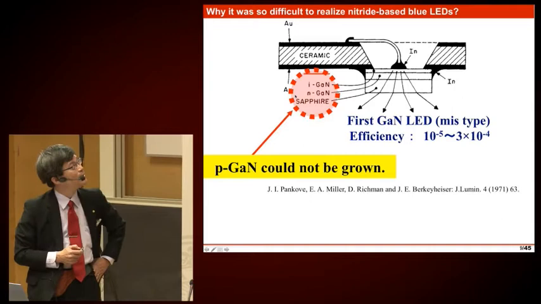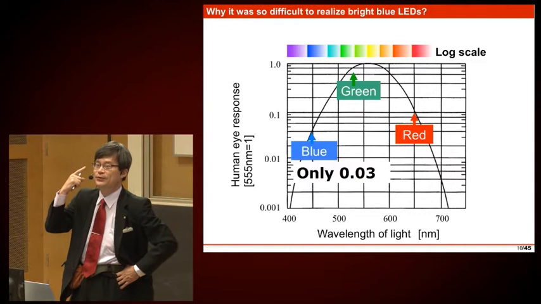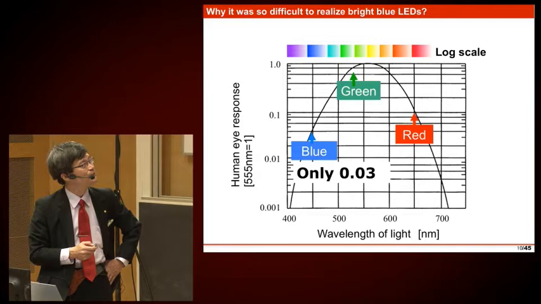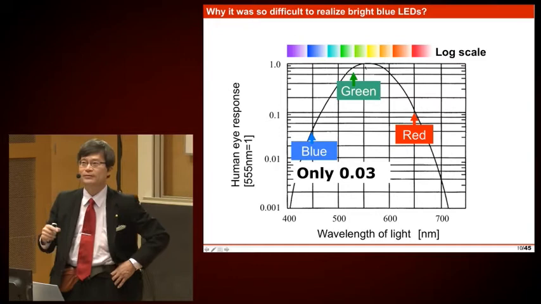And also, eye sensitivity of the human in the blue region is only 3% compared with the 555 greenish yellow, right? So in order to realize the same brightness, we need 33 times higher power for the blue. Okay.